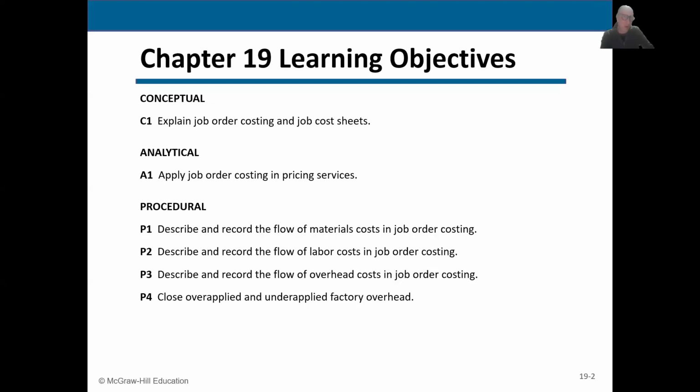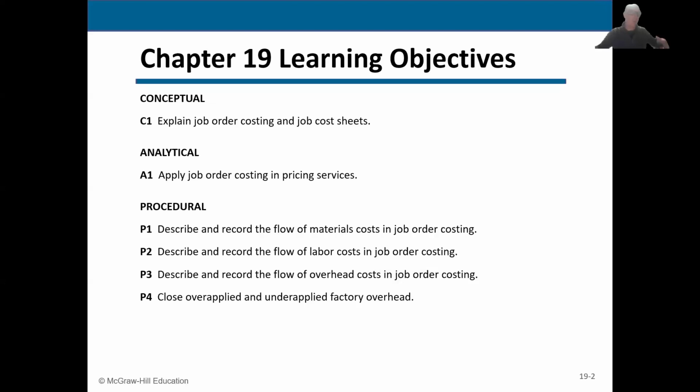Those costs get recorded as we are building the product for the customer. Job order costing, the idea behind it is we are building a product based off of the customer's order. That's why we call it a job order. We build a product based off of the customer's order. That's what job order costing is. We're tracking the costs associated with building the product for the customer.